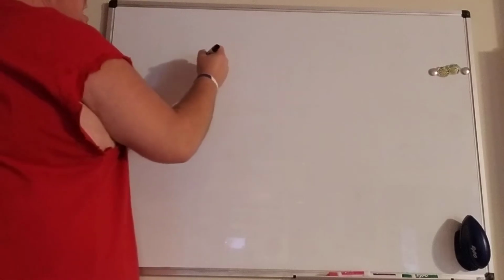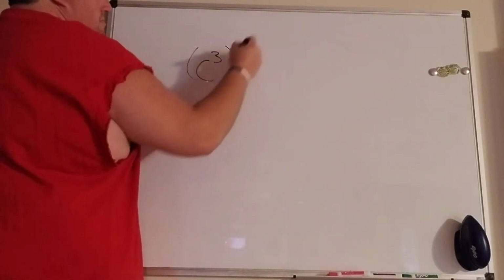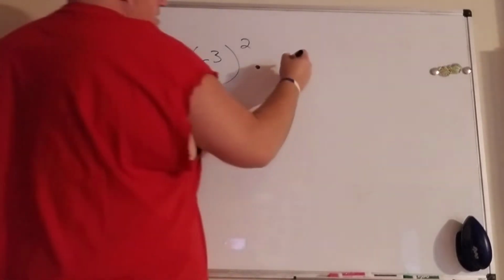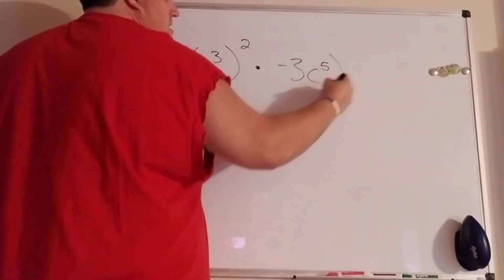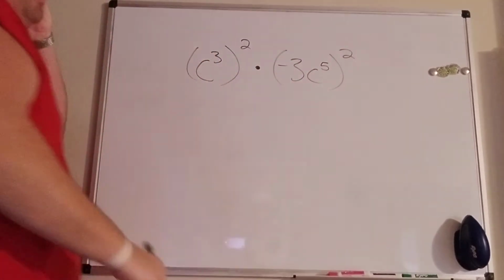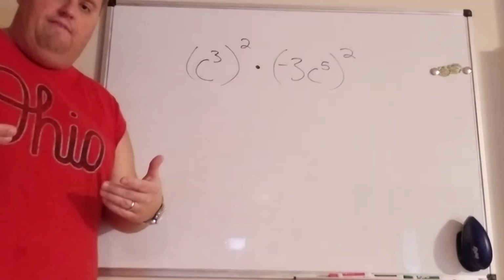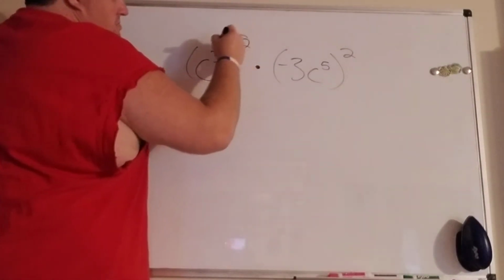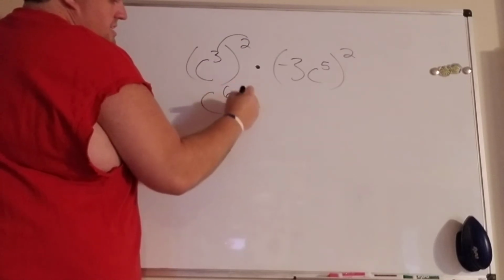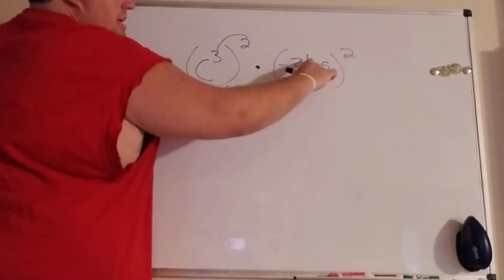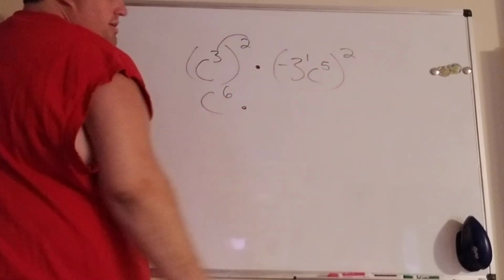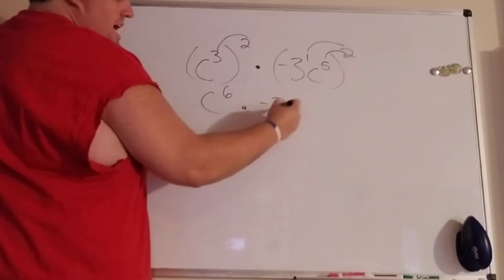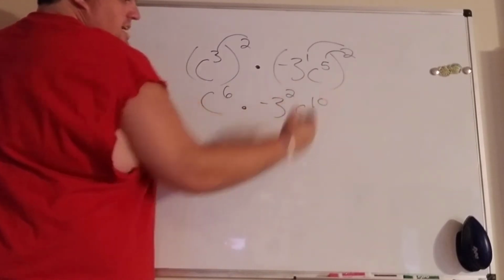So the first one, we had c cubed to the second power times negative 3c to the fifth, all squared. All right, so the first thing I'm always going to do is power to a power if I have those parentheses, right, with an exponent on the outside. So remember, we're going to multiply when we do that. So that's going to be c to the sixth. Over here, don't forget that when we do power to power, there's a 1 on this 3. Anything that doesn't have an exponent there, we need to write a 1 on. So it's going to be negative 3 to the second, c to the 10th.